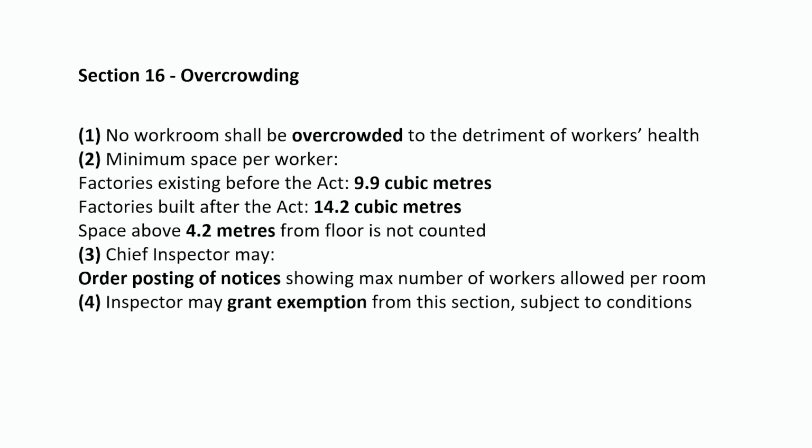And another problem in factories is overcrowding. It is the duty of the occupier that no workroom shall be overcrowded to the detriment of the workers' health, because a minimum space per worker has to be provided. For example, if the factory was set up before the commencement of the Factories Act 1948, 9.9 cubic meters was provided per person, but if the factory was built after the passing of this act, 14.2 cubic meters has to be provided, so they have to comply with it.